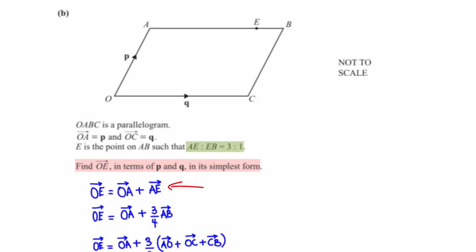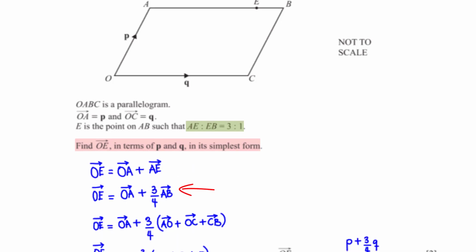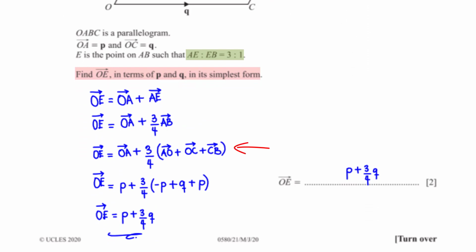So we know that OE equals OA plus AE, and AE can be rewritten as 3/4 AB. AB can also be rewritten as AO plus OC plus CB. OA is equal to P, AO is equal to negative P, OC equals Q, and CB equals P. When we simplify this, we get P plus 3/4Q as our final answer.